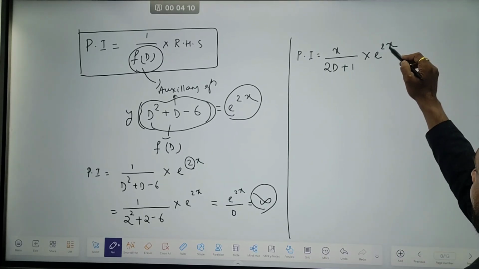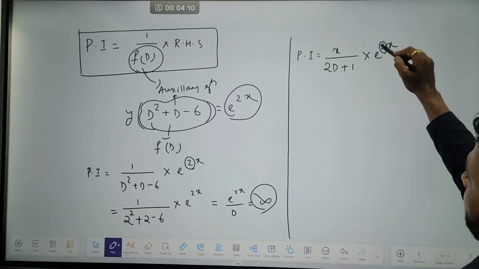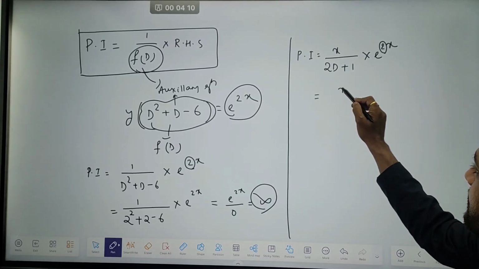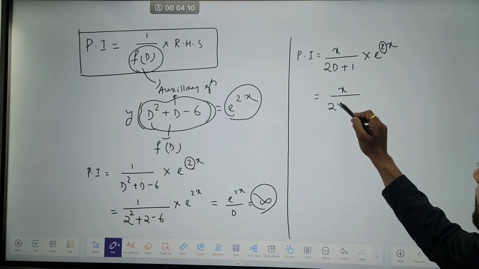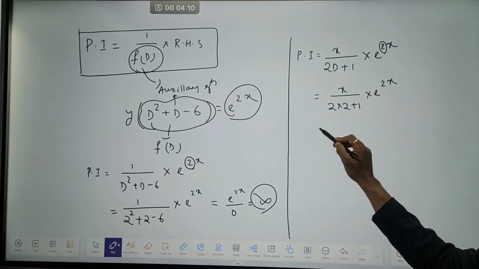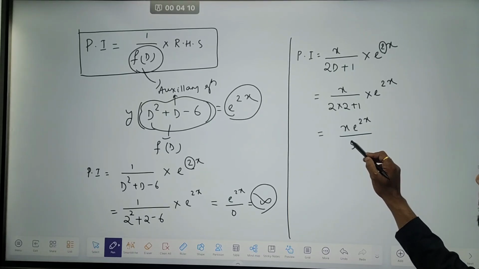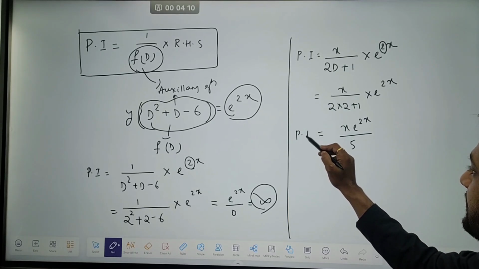So now what is the coefficient of x? The coefficient of x is 2. Again you put the value 2 in this equation. So your answer is x by 2 into 2 plus 1 into e to the power 2x. So that means x into e to the power 2x by 5. This is your answer, PI.